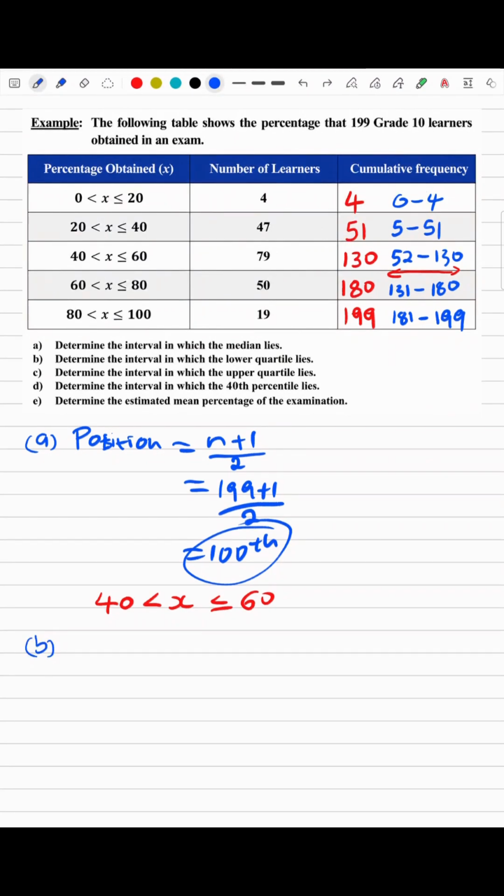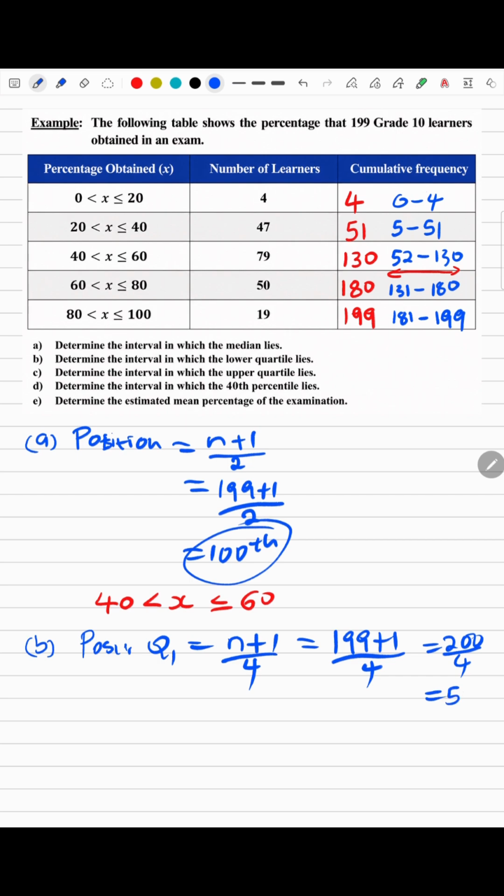So now we can answer the second question. We have to determine the interval in which the lower quartile lies. We're going to do the same thing here. We're going to use this formula to find the position of the lower quartile. The position of the lower quartile is equal to n plus 1 over 4, where n is the sum of the number of learners. So 199 plus 1 over 4, which is 200 over 4, is equal to 50.